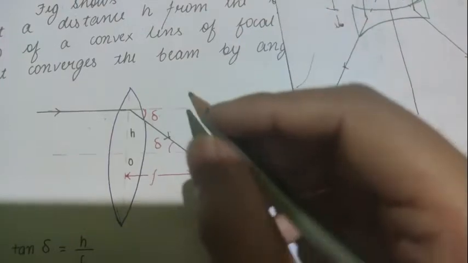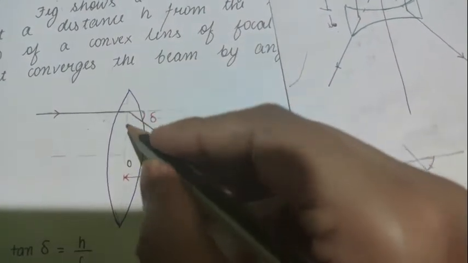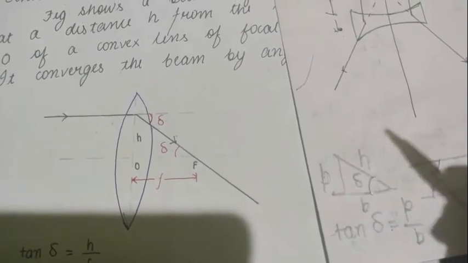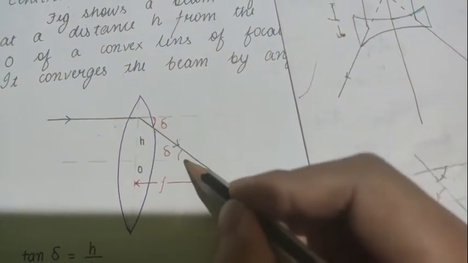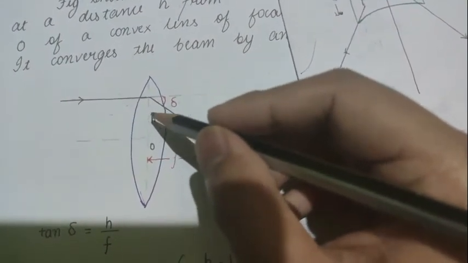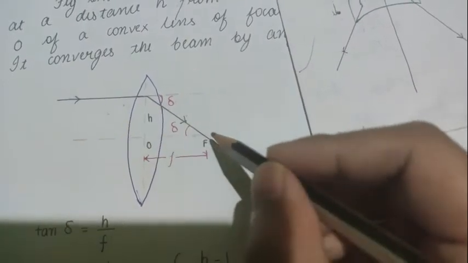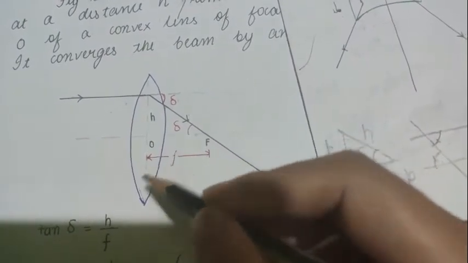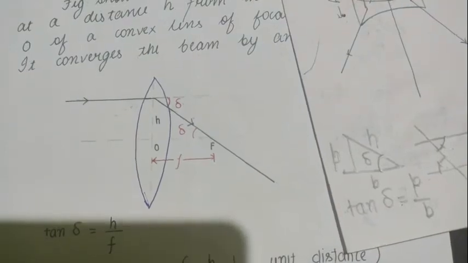Similarly here, this is your delta and this is a right-angled triangle. Then we can use trigonometry. So tan delta equals your opposite side. Which is your opposite side? h, which is your height. Which is your adjacent side? The adjacent side is f, which is small f. Clear?